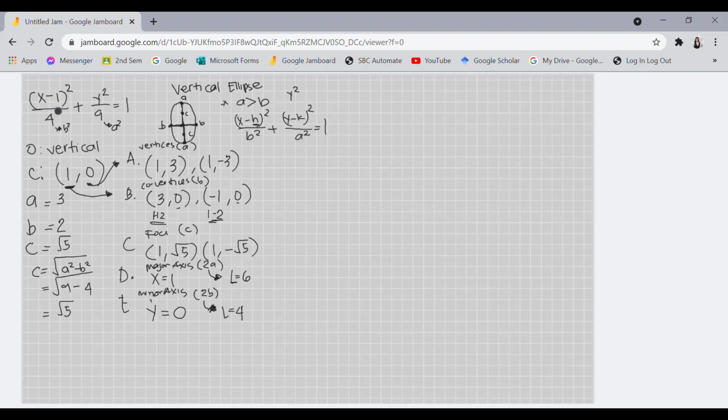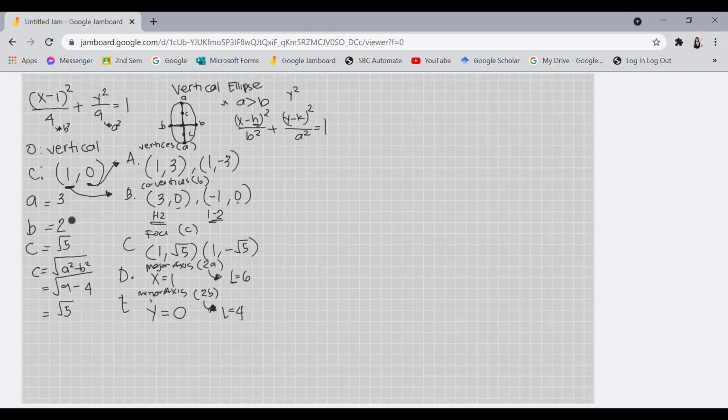And then, for the center, tingnan lang natin yung numerators natin. So, yung x natin ay may minus 1. So, minus 1 siya. You take positive 1. On the other side, yung y naman natin is single, walang kasamang number. You have to write 0. Okay? And then, for a, balik tayo dun sa a squared natin. You take the square root, 3. Take the square root for b squared, 2. And then, for c, by solution, we get square root of 5.